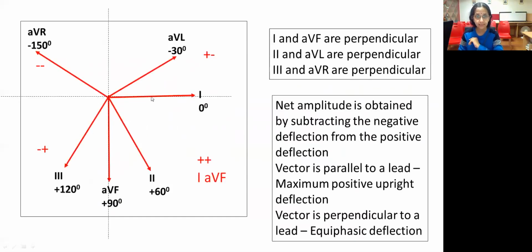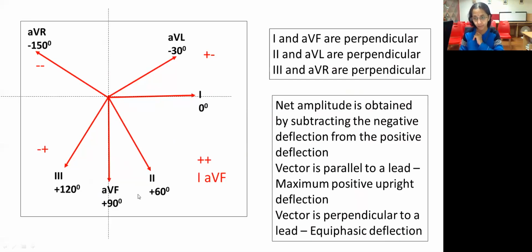So what does it mean if it's at 90 degrees? If a particular vector is directed towards lead 1, then the net amplitude is going to be a maximum positive deflection here. And if you take a lead perpendicular to that lead, then it's going to be equiphasic in lead AVF. And hence we understand that for a vector which is parallel to a lead, you will have maximum positive upright deflection, and for a vector which is perpendicular to a particular lead, you will have an equiphasic deflection.